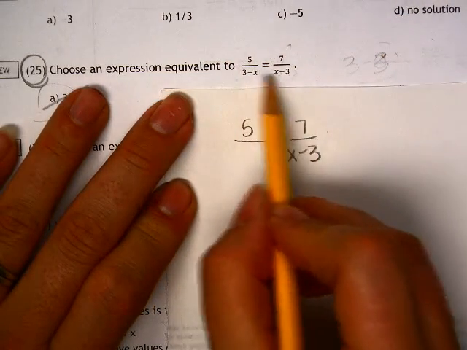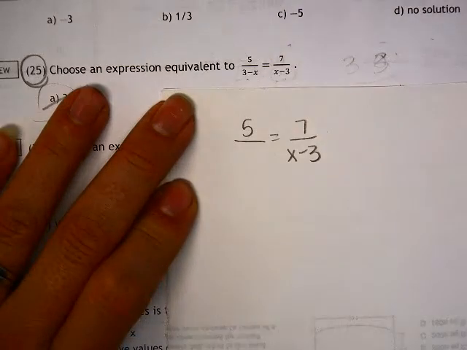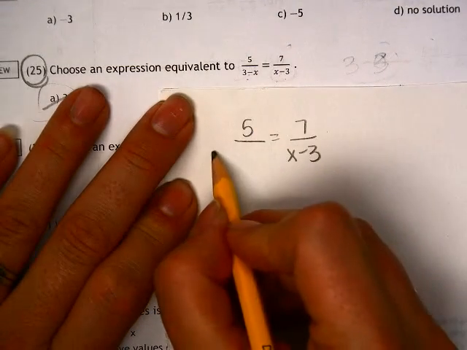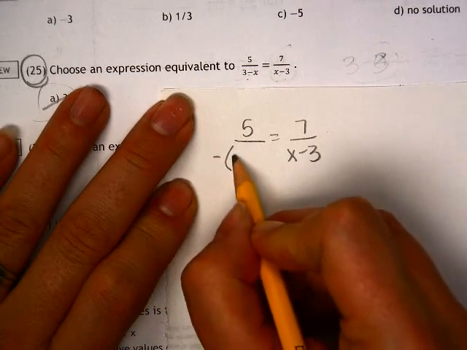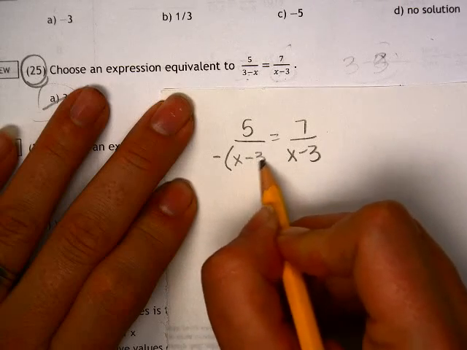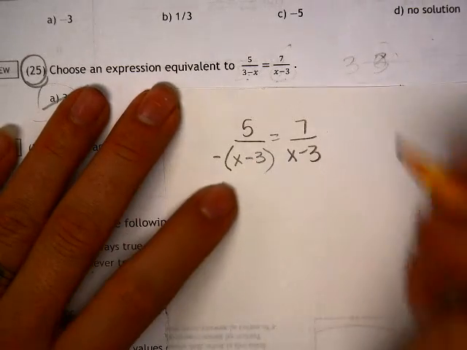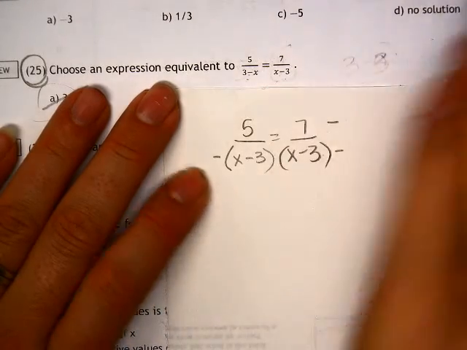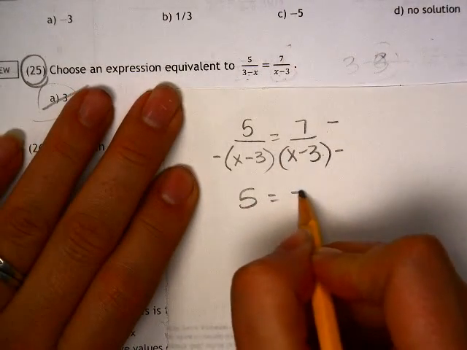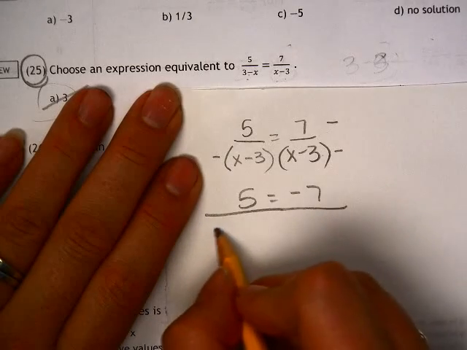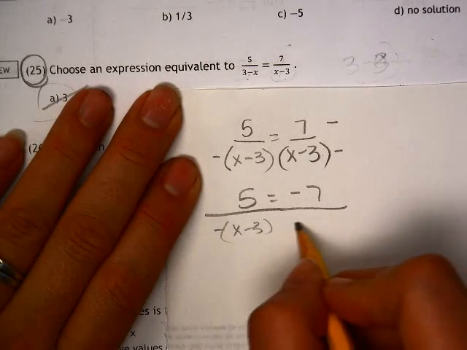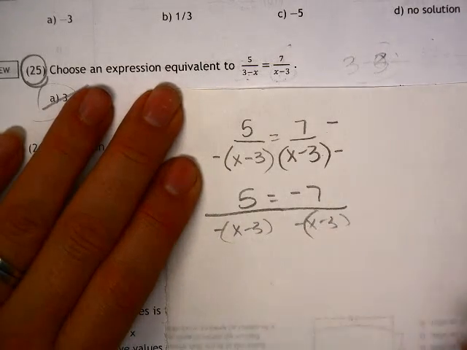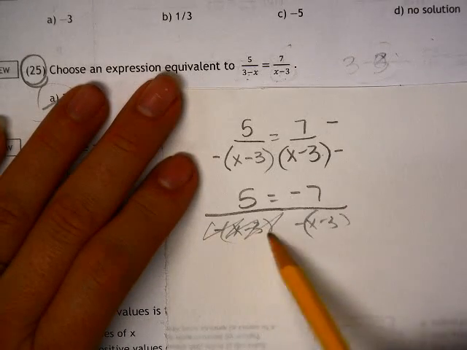Do you see that these are almost the same? It's very similar to number 22. So if I factor out a negative, I end up getting now a positive x and a negative 3. Now they're the same. So if I want this to be the same, I need to make it negative and negative. So I get 5 equals negative 7 on the top, and negative x minus 3 and negative x minus 3 on the bottom. Now, these are already the same, so yay!